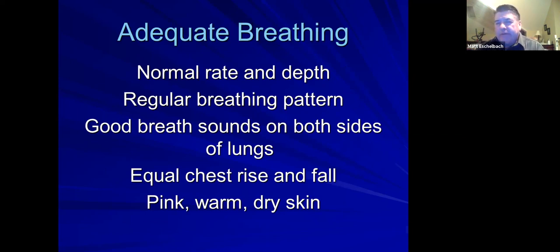So what is adequate breathing? A normal rate and depth, regular breathing pattern, good breath sounds on both sides of the lung, equal chest rise and fall, and warm, pink, and dry skin. This is all part of what we call the primary survey: A, B, C, D, E, airway, breathing, circulation, disability, and exposure. To truly monitor whether or not somebody is adequately breathing, we should be observing them, meaning we should open up their shirt or their blouse and actually watch their breathing pattern to make sure they're doing all the things that we're talking about for adequate breathing.